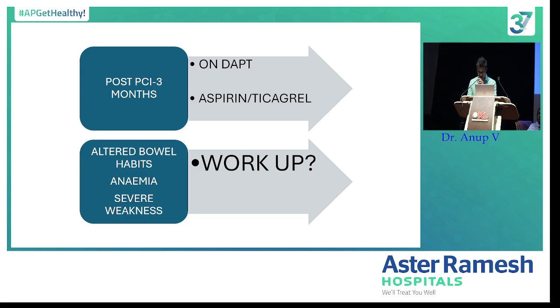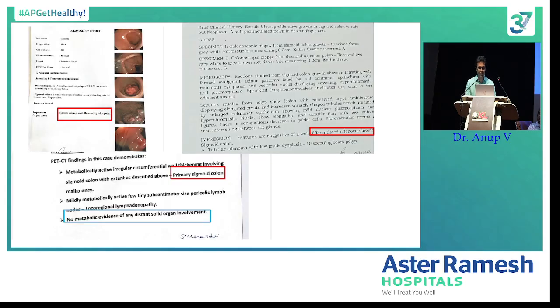So in this case, after 3 months, he was on aspirin and ticagrelor. He came to us with altered bowel habits, severe anemia, HB was around 6-7, and severe generalized weakness. So we planned for the workup. In the workup, after ruling out all the cardiac causes, when we did a colonoscopy, there was a sigmoid colon growth. In the PET, it showed primary sigmoid colon malignancy, and on biopsy, it was a differentiated adenocarcinoma. So we discussed with our surgeon and oncologist, and we planned for a laparoscopic sigmoidectomy in this case.